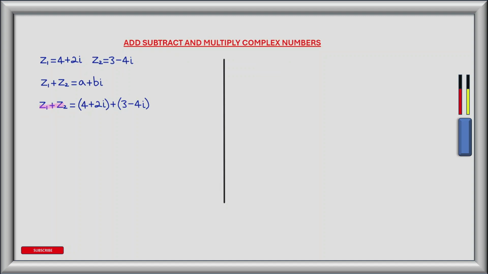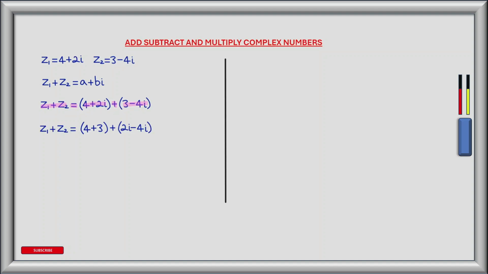In our example, z1 plus z2 is equal to the first complex number z1, which is 4 plus 2i, plus the second complex number z2, which is 3 minus 4i. To add these together, we sum the real numbers and then we sum the imaginary numbers. So from Z1, the real number is 4, and from Z2, the real number is 3. And then looking again at Z1, the imaginary number is 2i, and from Z2, the imaginary number is minus 4i. So adding the real parts, 4 plus 3 gives 7, and the imaginary parts, 2i minus 4i, give minus 2i, and so z1 plus z2 is equal to 7 minus 2i.